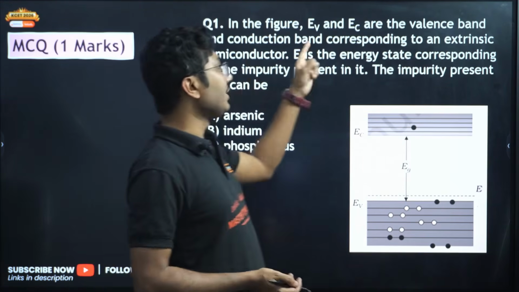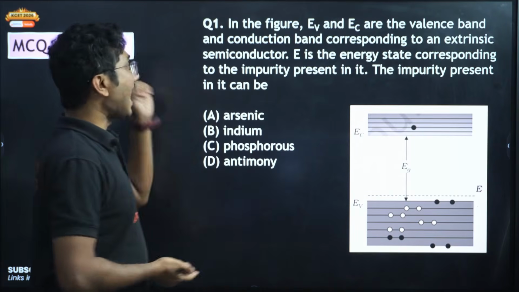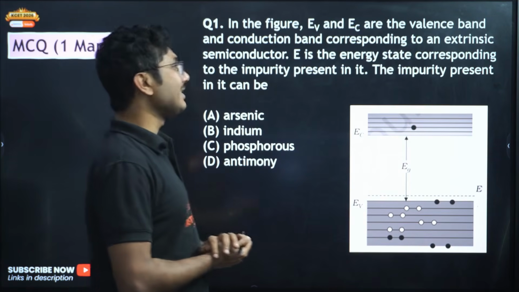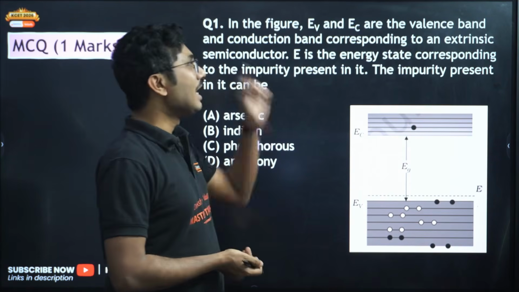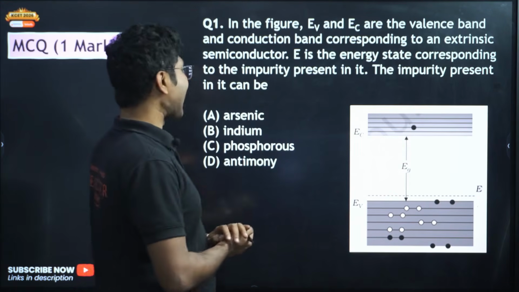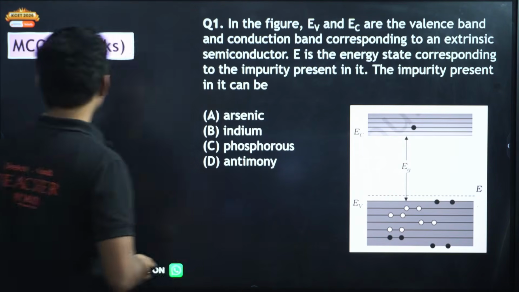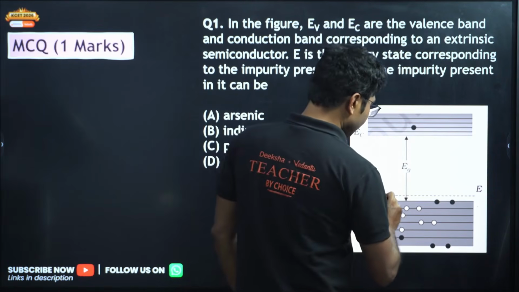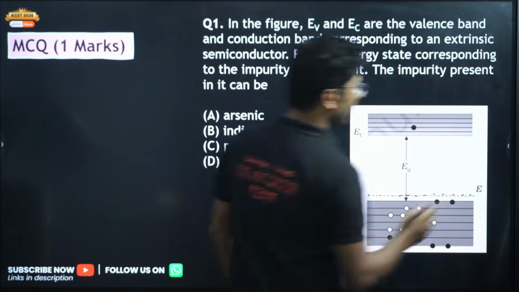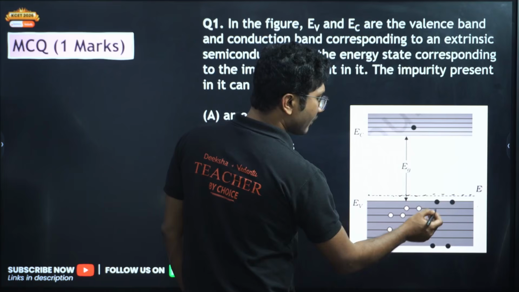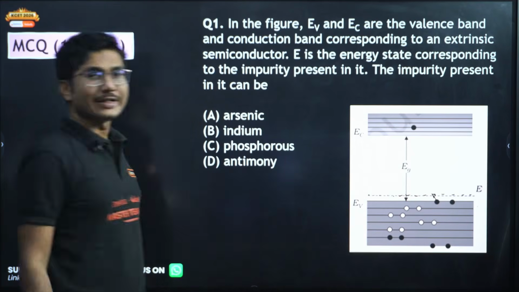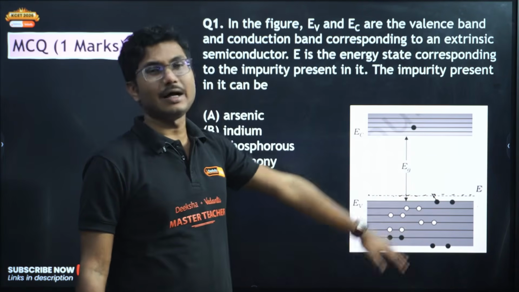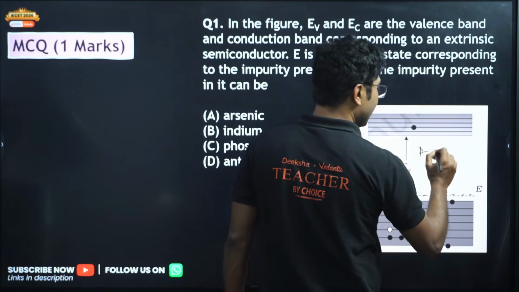In the figure, EV and EC are the valence band and conduction band corresponding to an extrinsic semiconductor. Capital E is the energy state corresponding to the impurity present in it. The impurity present can be, so here if you see the level of impurity shown over here, this is a donor level. This is called the acceptor level. It accepts electrons from the valence band and creates more holes in the valence band. That is, it is a p-type semiconductor.